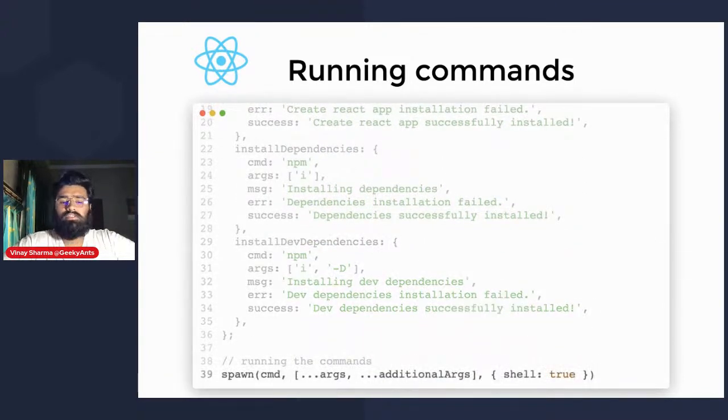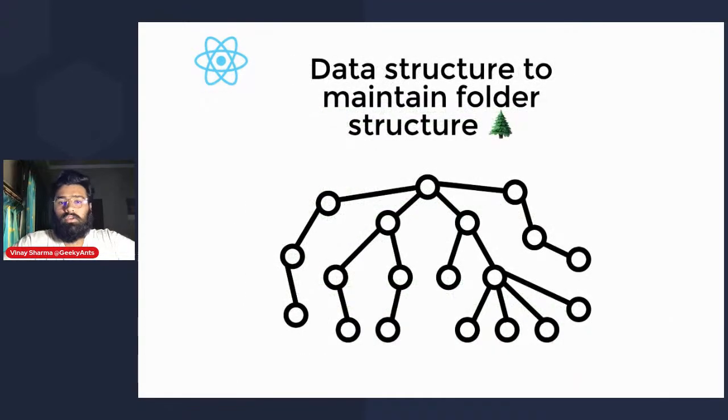This configuration can then be handled by spawn, which is a utility provided by Node.js. I preferred using spawn because it's a good way to execute long processes, instead of exec, which is also another alternative. And then we're going to look at the data structure to maintain the folder structure.